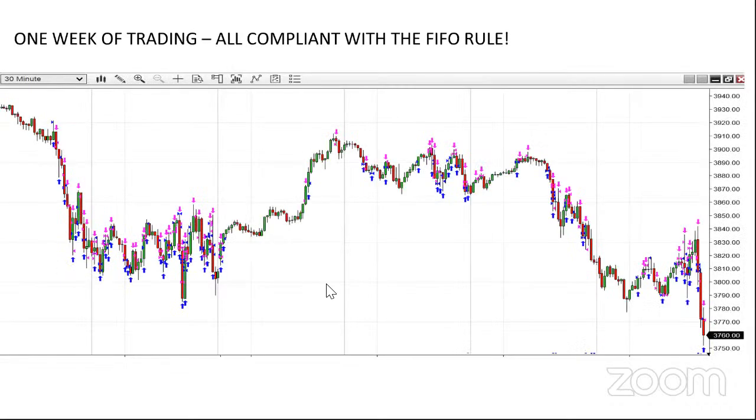So here's 1 week of trading on a 30-minute chart that I brought up just to see the arrows that you see on the chart showing the entry and exit of each trade. And this was based on running 4 charts, 2 trend and 2 counter trend charts. So absolutely a perfect synchrony of entry and exits of trades in compliance with the FIFO rule.